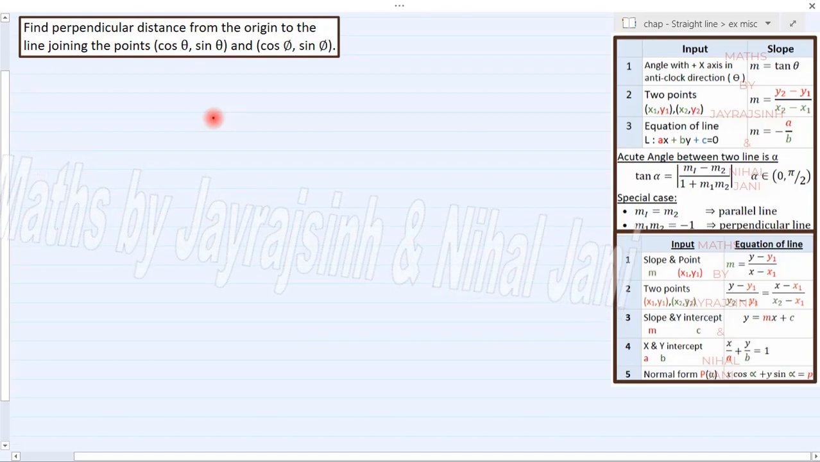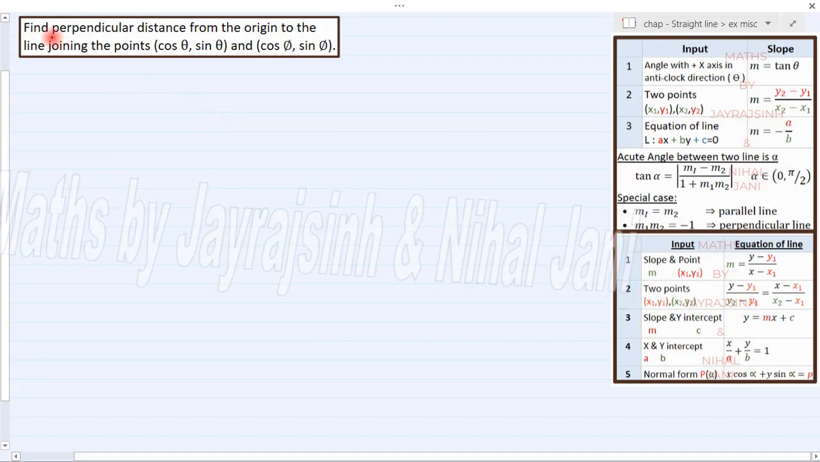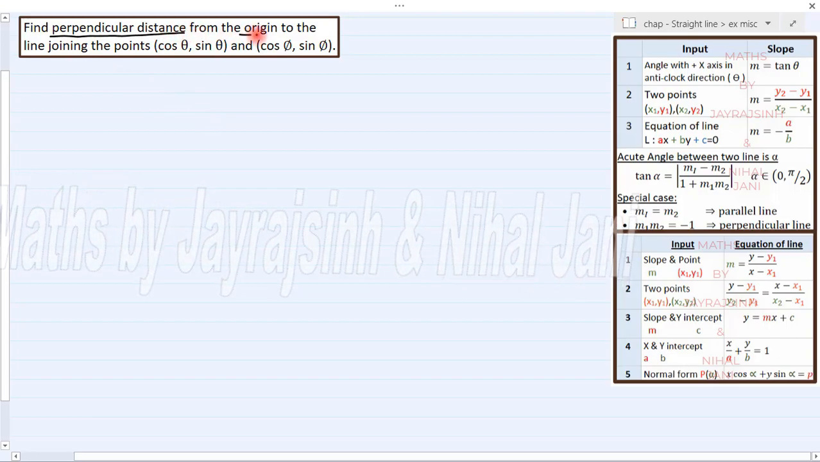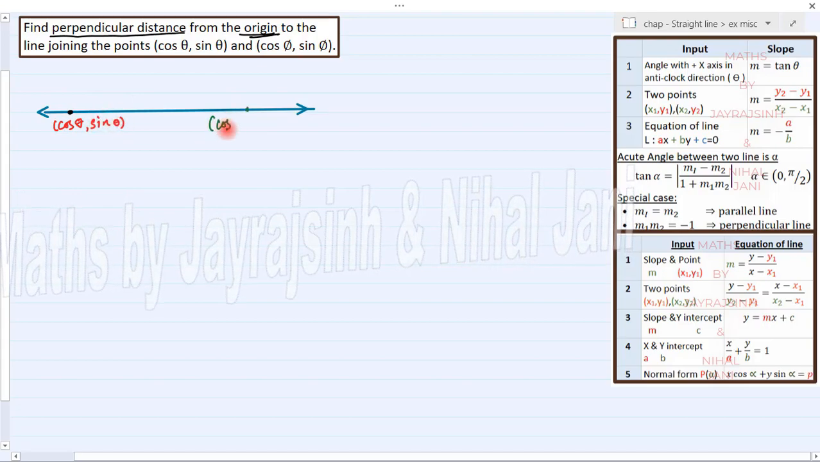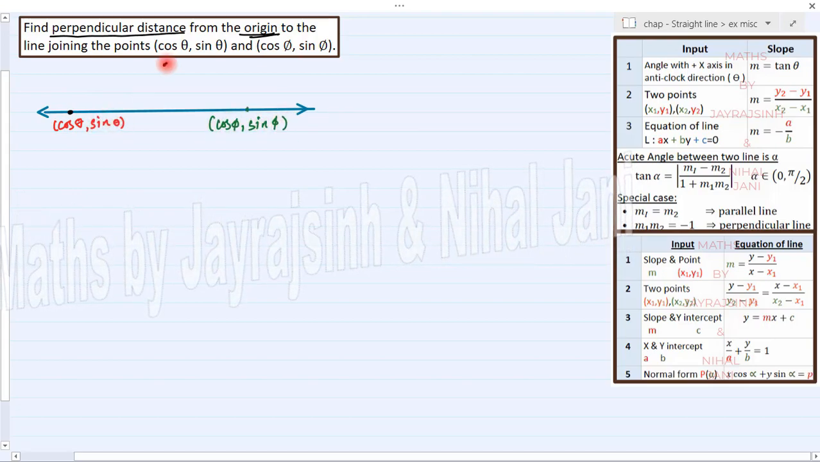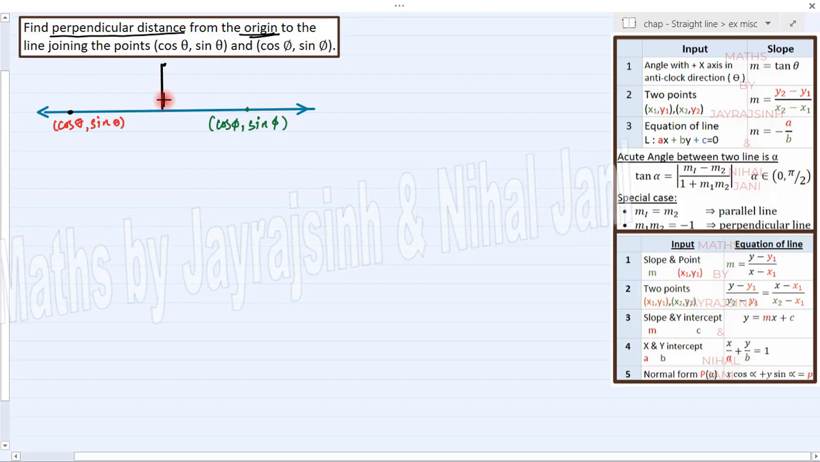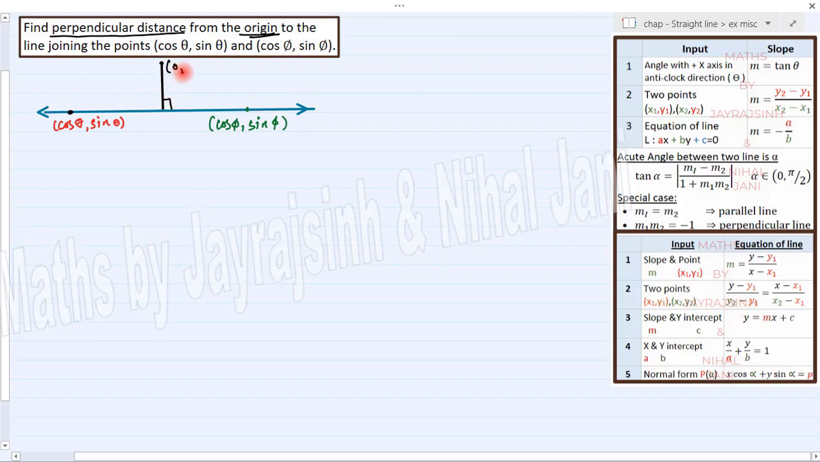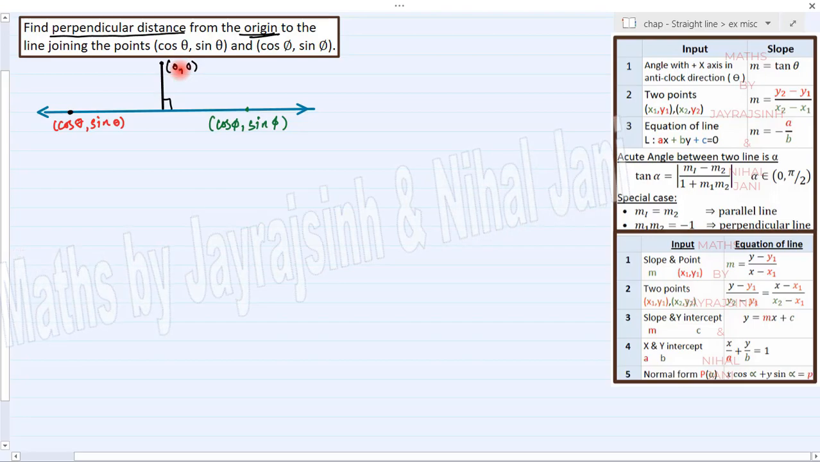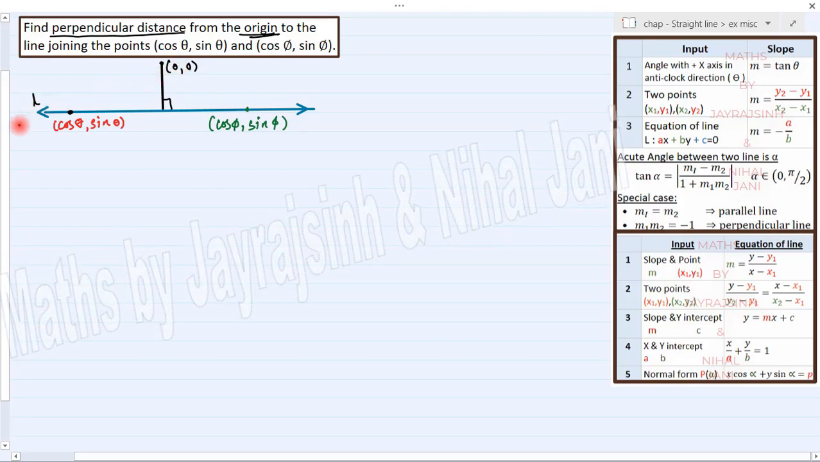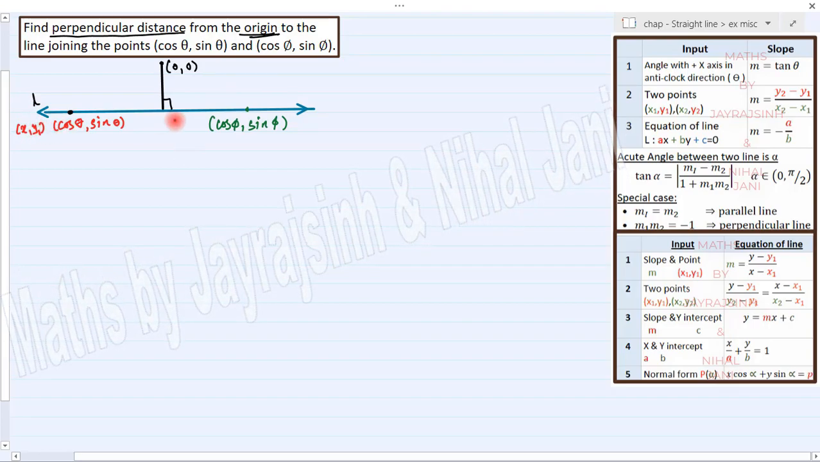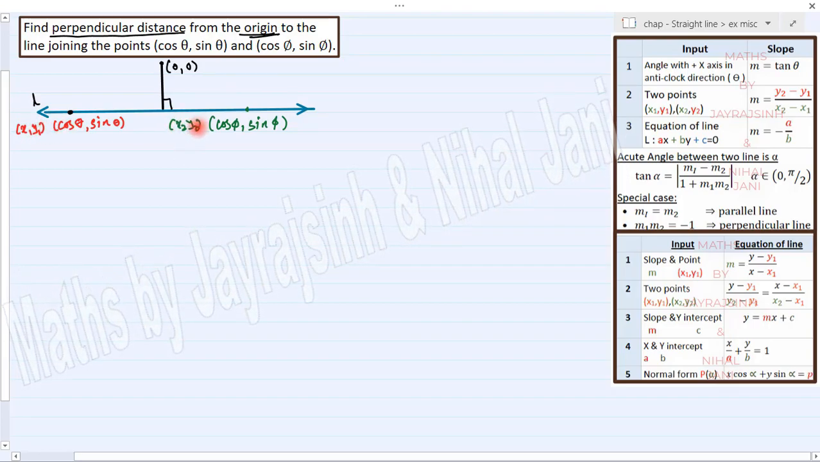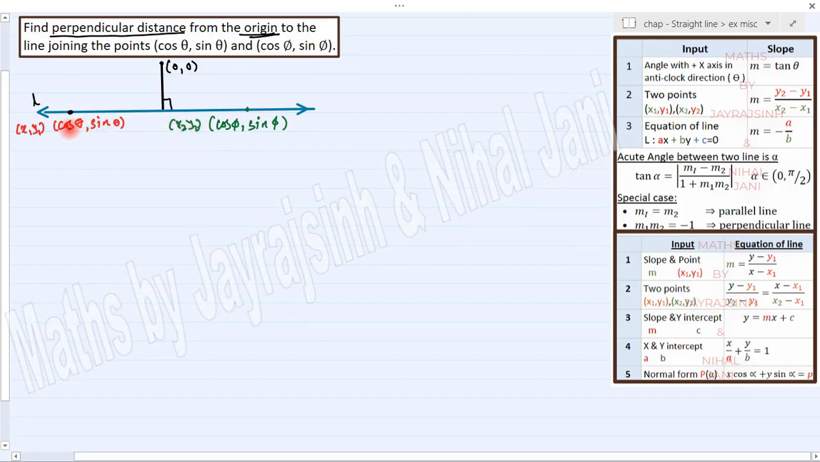Here we have one interesting question. We have to find the perpendicular distance from the origin to the line joining the points (cos theta, sin theta) and (cos phi, sin phi). Now we have to find the perpendicular distance from the origin, and for that we need the equation of this line L. Now here we have two points, let's say (x1, y1) and (x2, y2). So we can use the two-point form of the equation of a line.